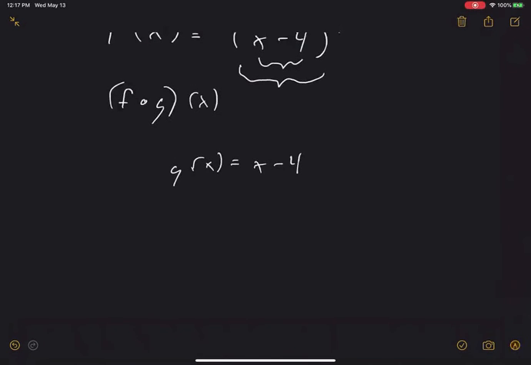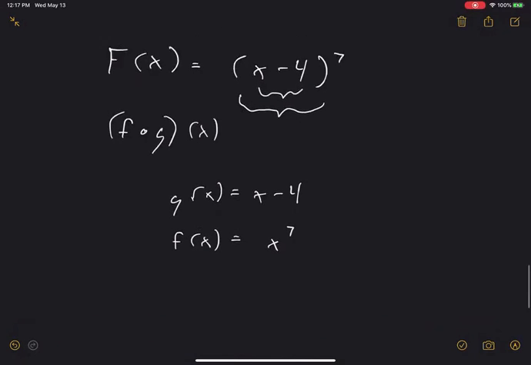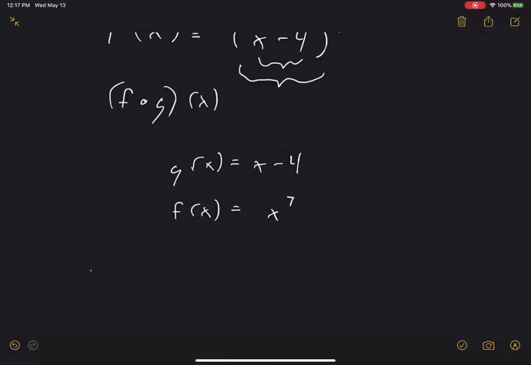And then f of x, the function it's inside, well, that would just be, I'm going to replace that blank I said earlier with x, just x to the power 7. Okay, so it looks like my answer should be this, and we can double check that by trying to recreate this f of g of x, using these two functions.